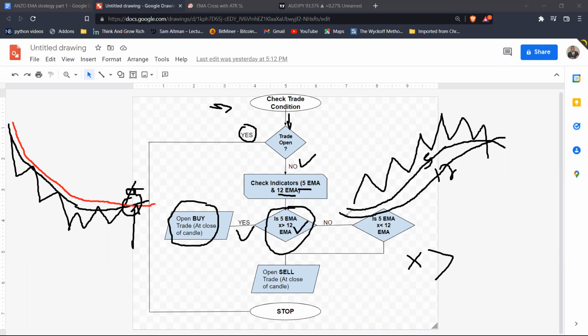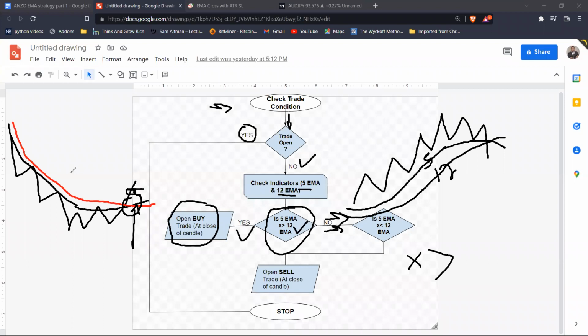Now, if the answer is no, and the 5-period moving average is not crossing above the 12-period moving average, then it will take this route, right? I know we have a lot of drawings on our screen. I hope you can still understand what I'm trying to do. So if the 5-period moving average is not crossing above the 12-period moving average, then it will look toward this direction and take this route. And then it's going to look into this box and say, okay, if the 5 is not crossing above the 12, then is the 5 crossing below the 12, right?